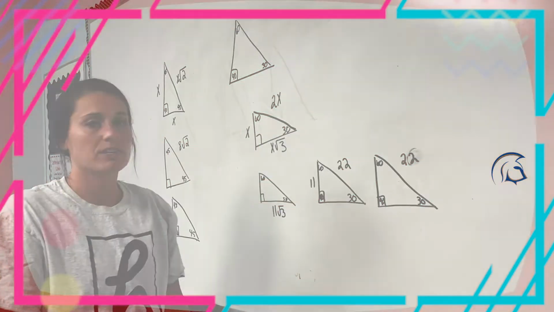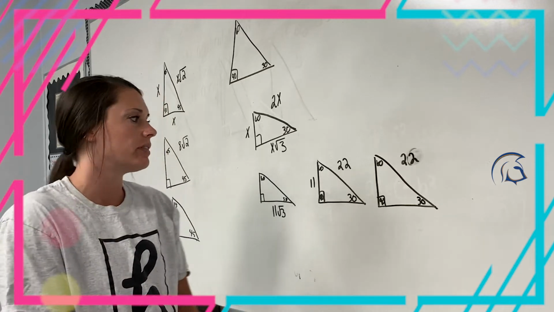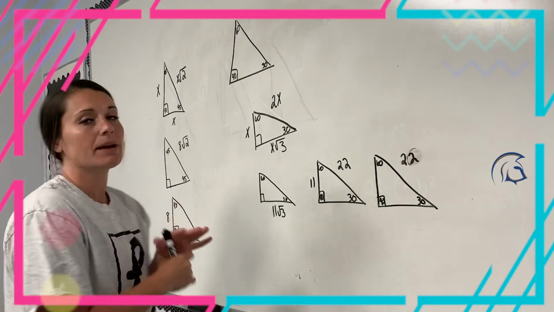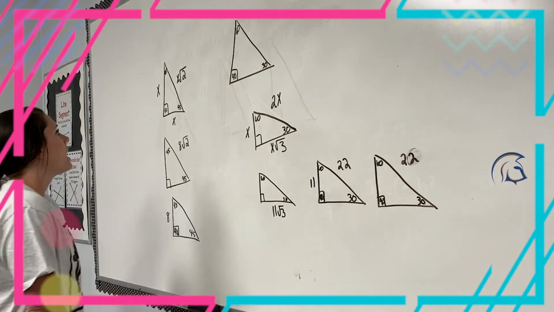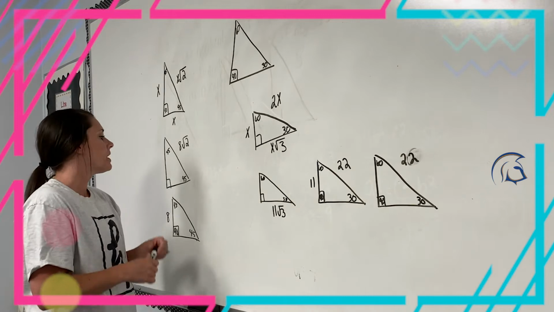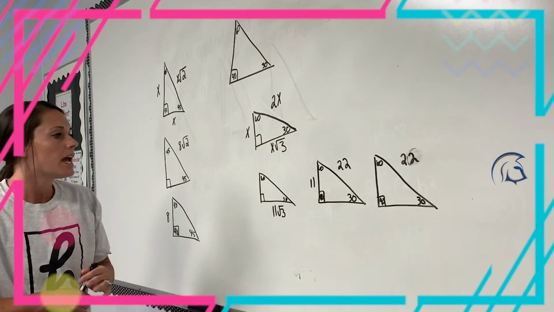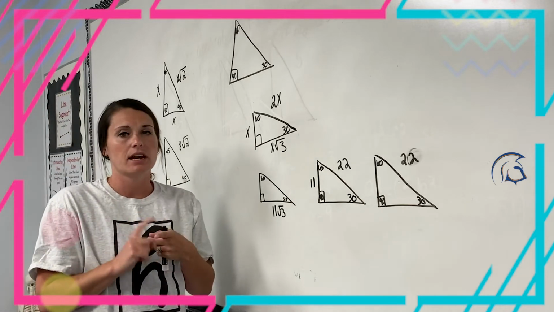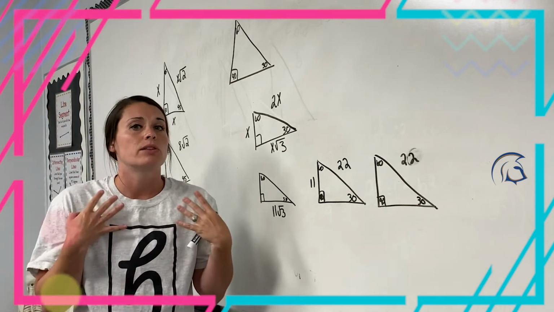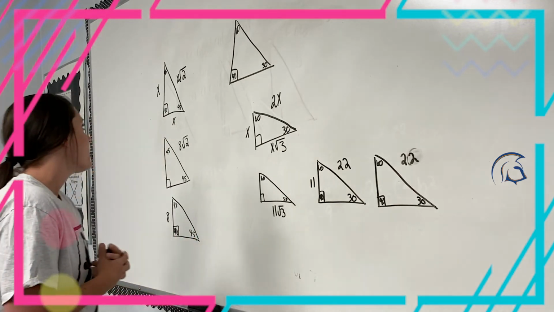Let's talk about some special right triangles. We've been talking about right triangles and using the Pythagorean theorem, but we're going to talk about some special right triangles. There are two different types: a 45, 45, 90, and a 30, 60, 90. We talked about this last year, so this shouldn't be something new, but maybe something you forgot.